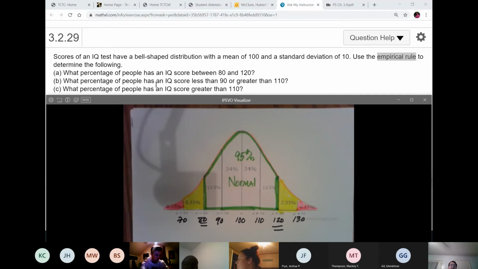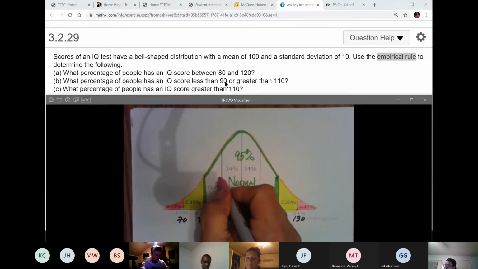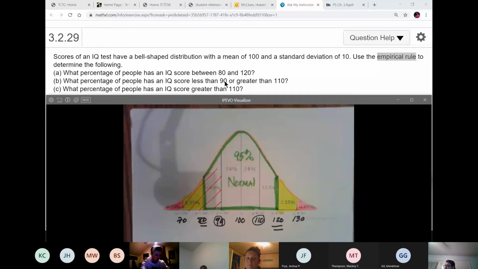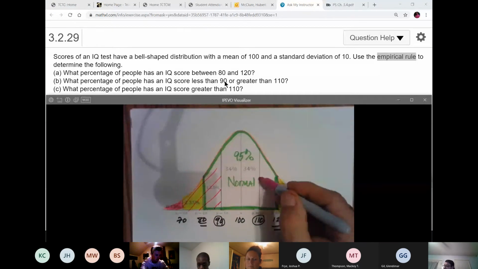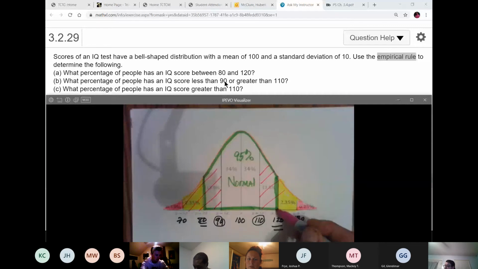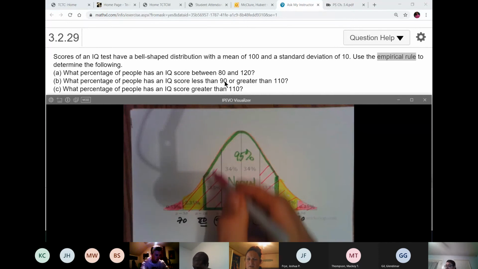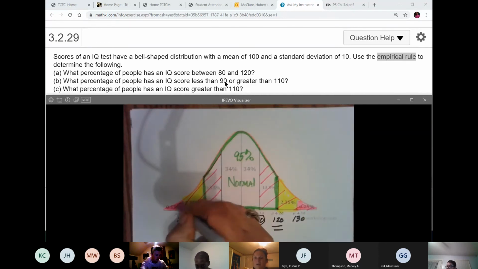What percentage of people has an IQ score less than 90? There's 90. And more than what? 110. So less than 90, I'm going to take a magenta, less than 90. Somebody add those up. And more than 110 is symmetrical. So you can add them up and multiply by 2, or you can do them separately.